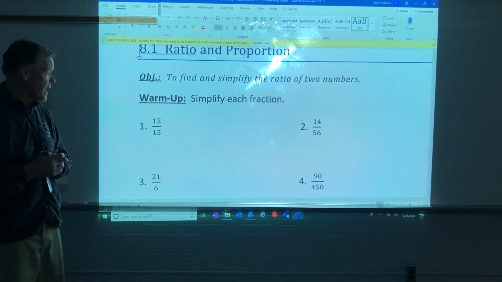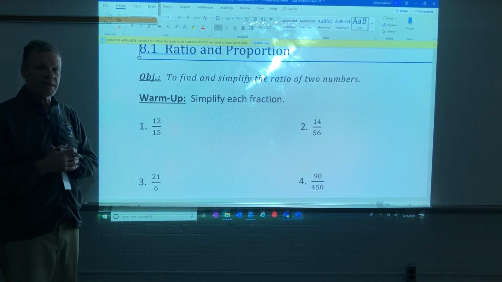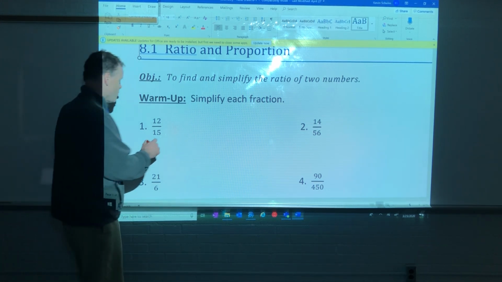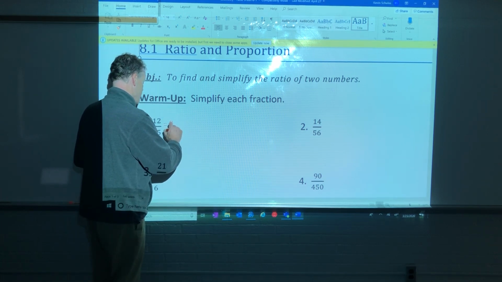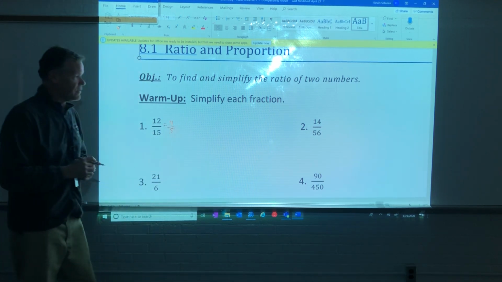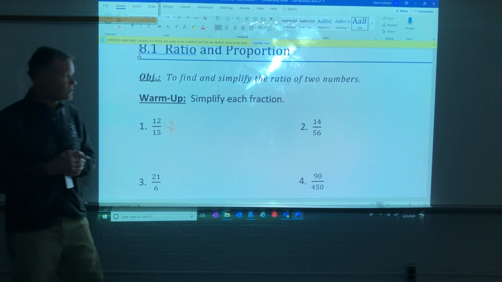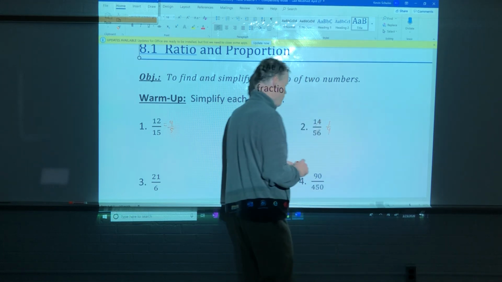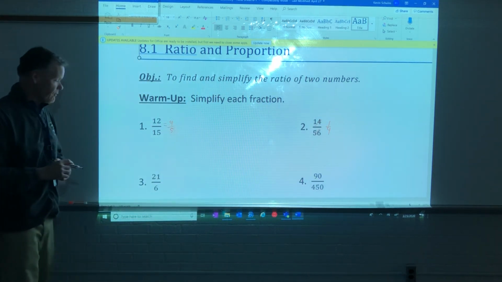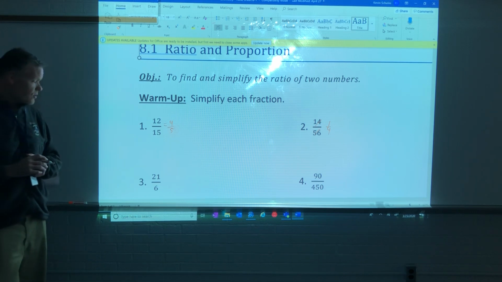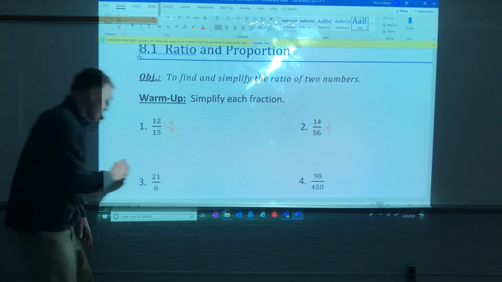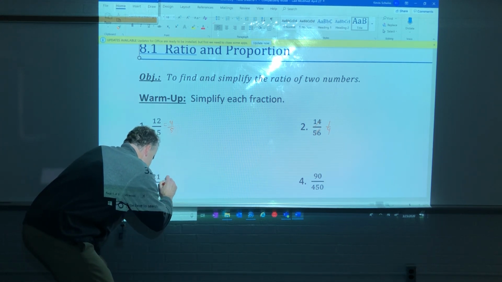We're just going to reduce some fractions. We look at 12 over 15, and the number that's going to be on both of them is going to be 3. 3 goes into 12 4 times, and it goes into 15 5 times. Okay, 14 over 56 is just going to reduce down to 1 over 4. Okay, and then we have 21 over 6. The common factor that goes into both of those is going to be 3. 3 goes into 6 2 times, and 3 goes into 21 7 times.